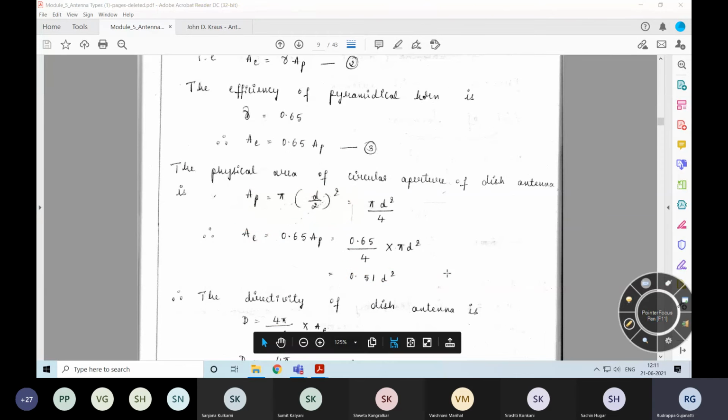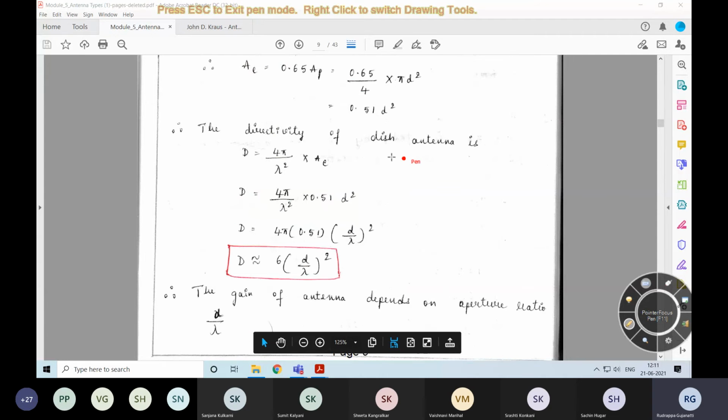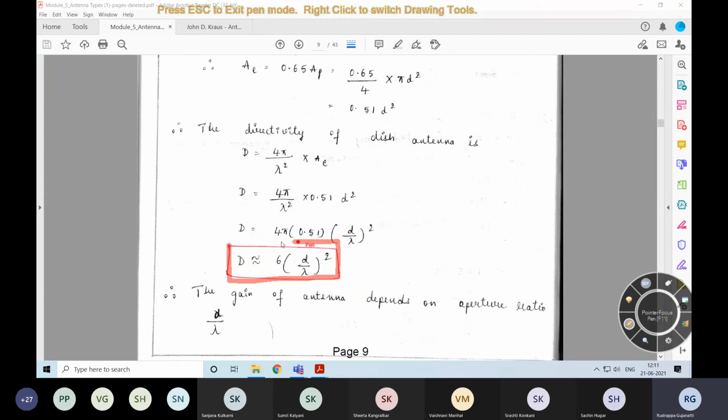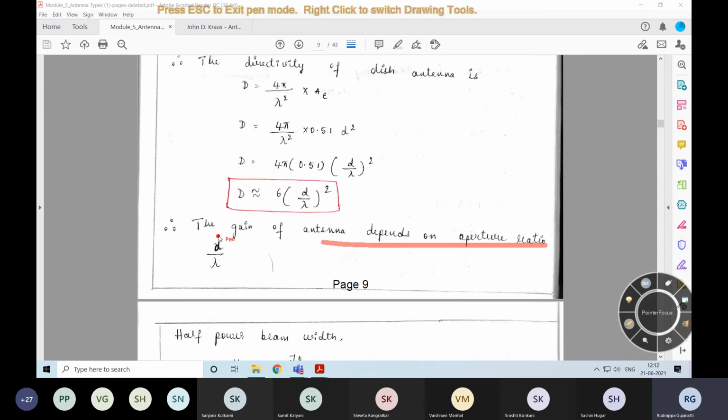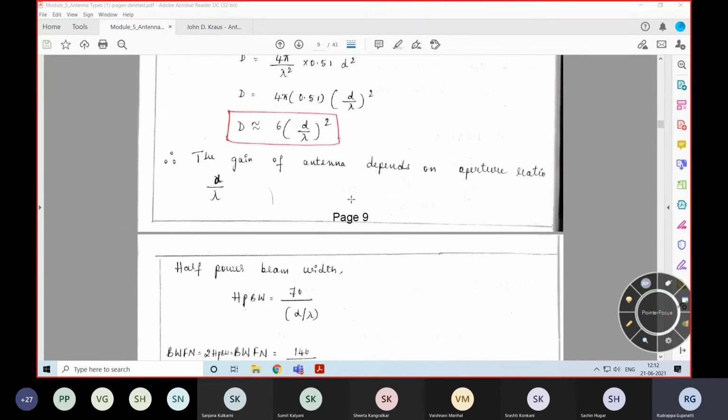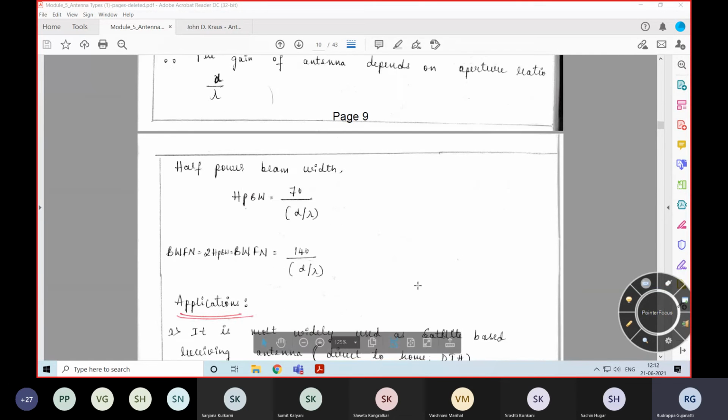When we substitute this value in the above equation of directivity and simplify it, we get the directivity in terms of the diameter of the parabolic and the operating wavelength, which is given by 6 into (D by lambda) whole square. The gain, or directivity, again depends on the aperture we had considered, that is, on the diameter of the parabolic reflector and the operating wavelength. So this is what we have for parabolic antennas.